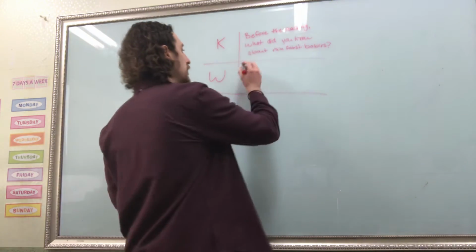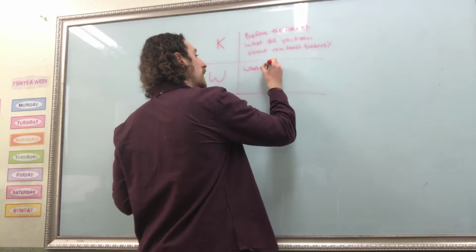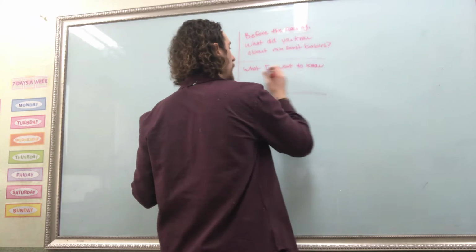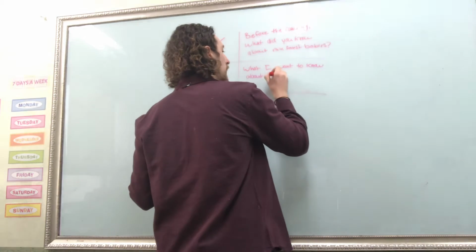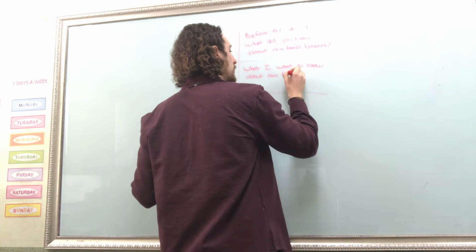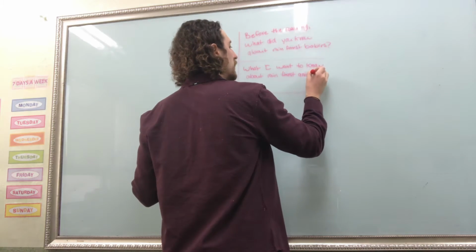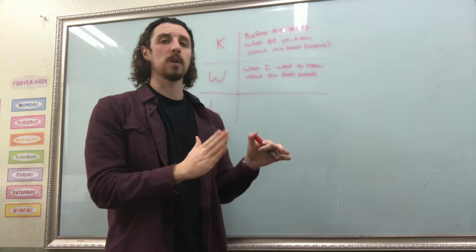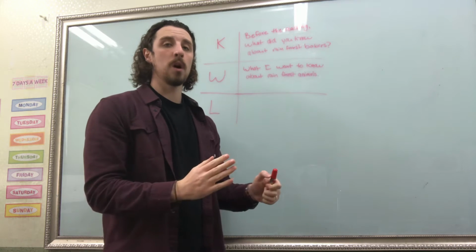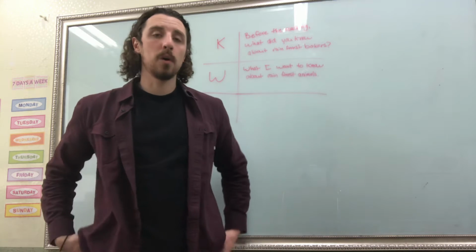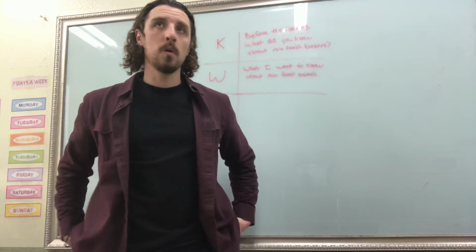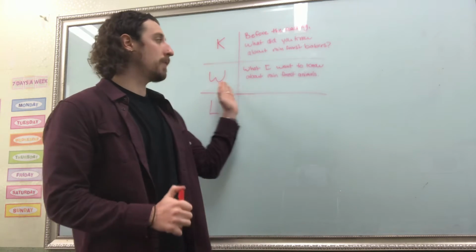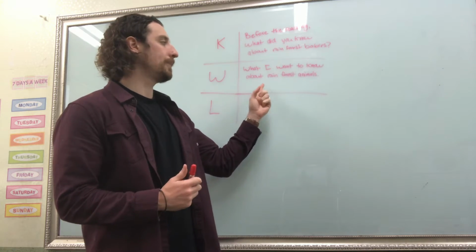Now, in the W section, this is what I want to know about rainforest animals. So again, in W, we're talking about before we started reading. So what did you want to know before we read this story? Did you want to know about a particular animal? Did you want to know about what animals eat in the rainforest? So any question that you might have had before we read the story, that goes in here.